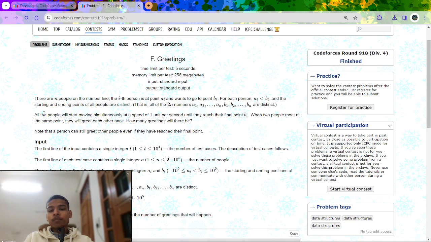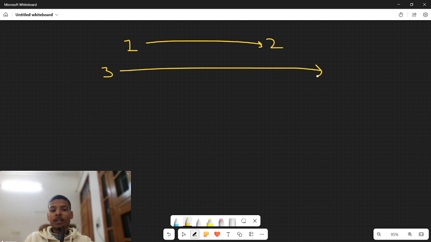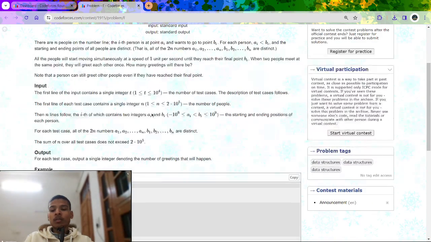Now, what they have said, if at any point two persons meet, for example, if my person one is at this point and he wants to go to this point, and there is also a person at this point and he wants to go to, let's suppose, this point 4. Now, if at any point this person meets with this person, then they shake hands, which means they made a handshake. Now, they ask us for the total number of handshakes in this configuration.